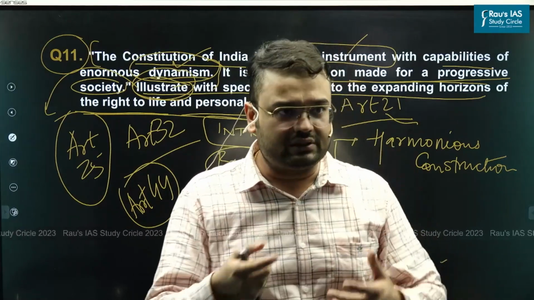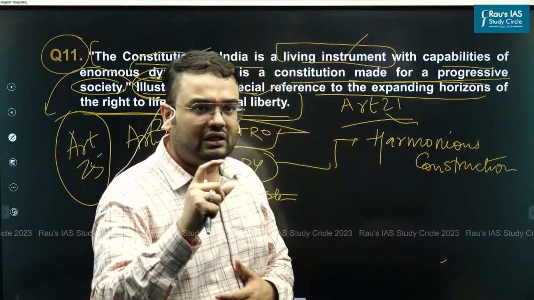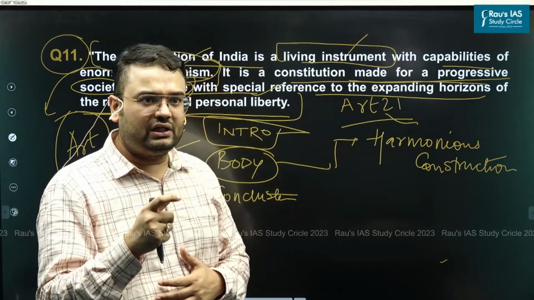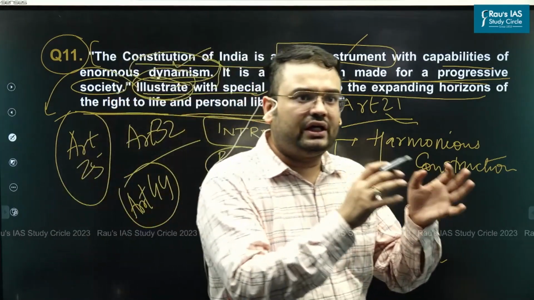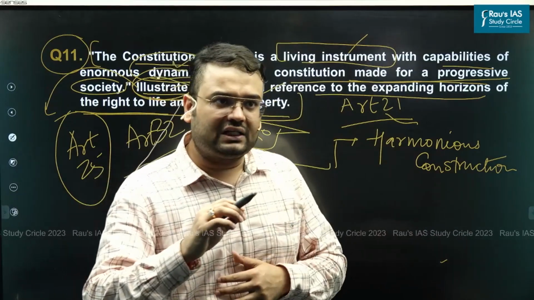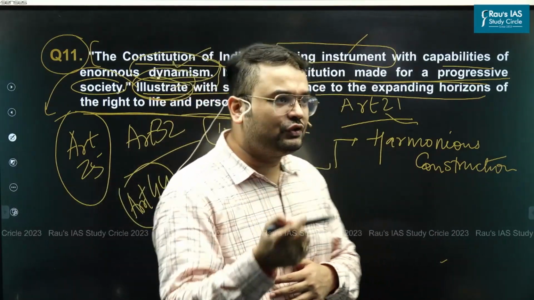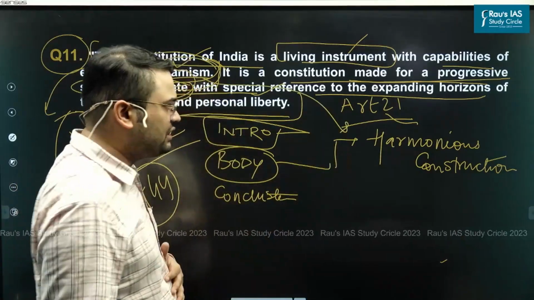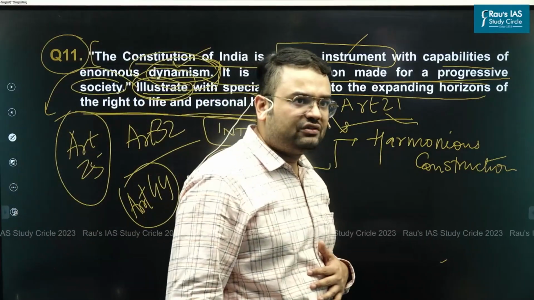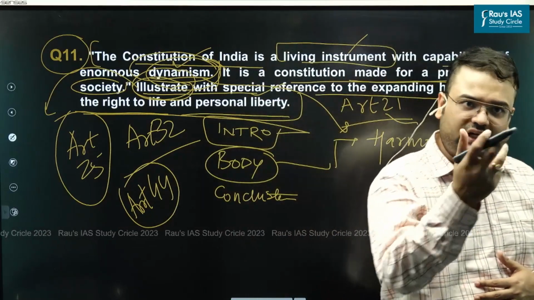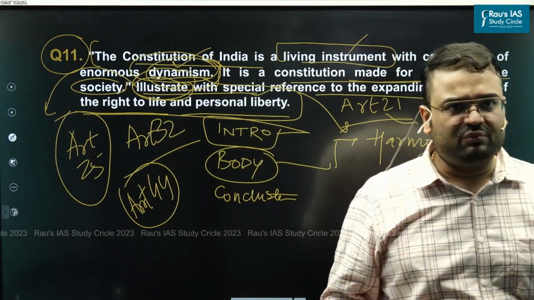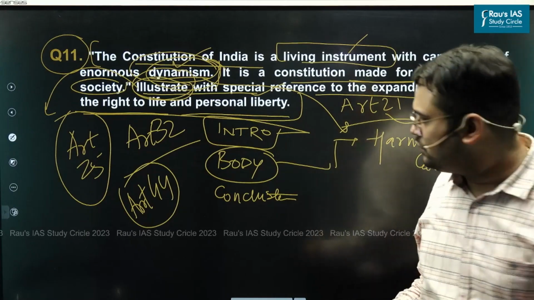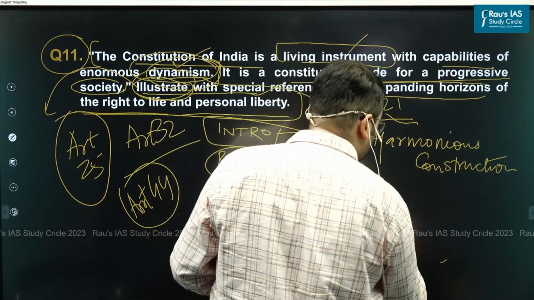What exactly does it mean? It means that we get a progressive interpretation where we are not letting fundamental rights come in the way of what is required to create a progressive society. That means one can argue that harmonious construction can be looked upon as a way in which the Indian Constitution is showing dynamism. What else can be written over there? You can also mention the doctrine of essential practices.